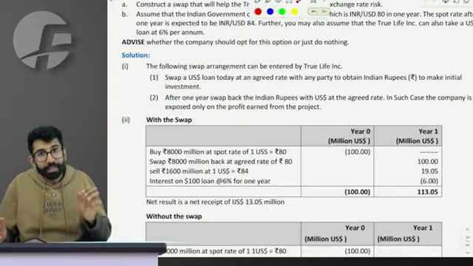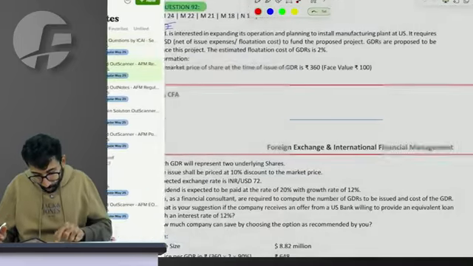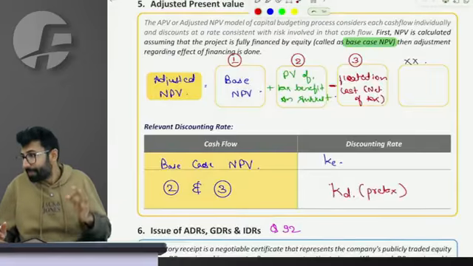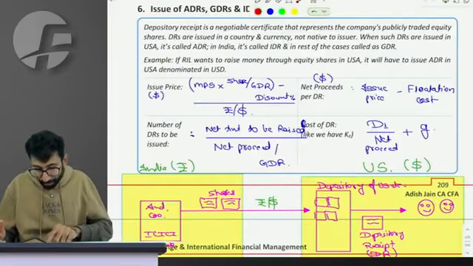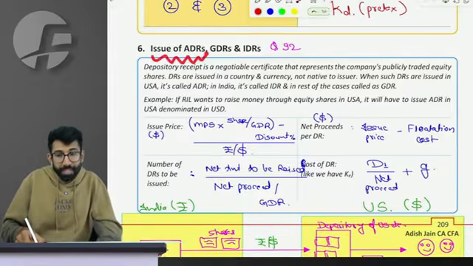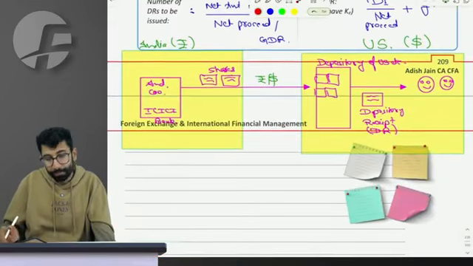The next and the last question of this chapter relates to the concept that I'm going to teach you now, which is extremely easy. Give me a minute. The concept of American depository receipt, global depository receipt, or Indian depository receipt, really simple.